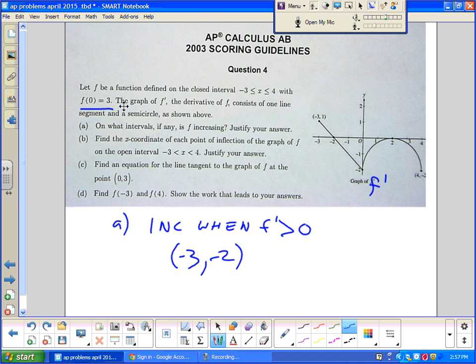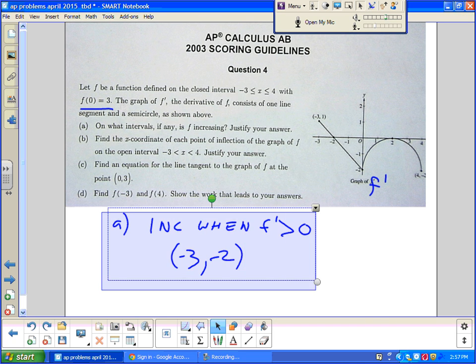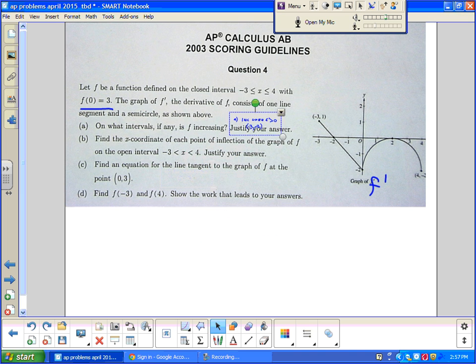2 points. One for the reason, one for the interval. I think that's an easy one. 2 points. Boom. All right. B. Doing red. I like colors. Find the x-coordinate of each point of inflection of the graph of f on the open interval. Justify your answer. Okay.